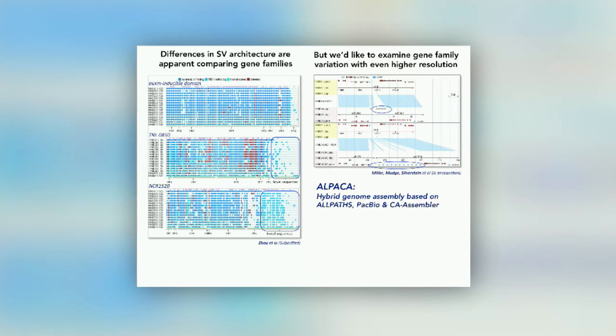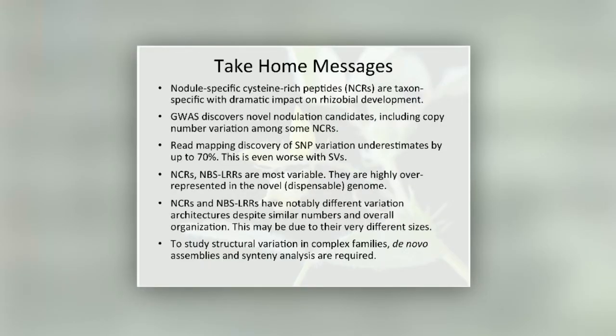Okay, well, that's the whole story I have. So what did I tell you today? What I told you was that NCRs, the nodule-specific cysteine-rich peptides, are taxon-specific. They're only found in Medicago and its close relatives, but they have a dramatic effect on rhizobial development. That we can use GWAS, genome-wide association mapping, that technique of looking at millions of SNPs and then looking for correlations with phenotype. We can use GWAS to discover novel nodulation candidates, including copy number variants among the NCRs, which is a reason why NCRs sound so interesting to us.